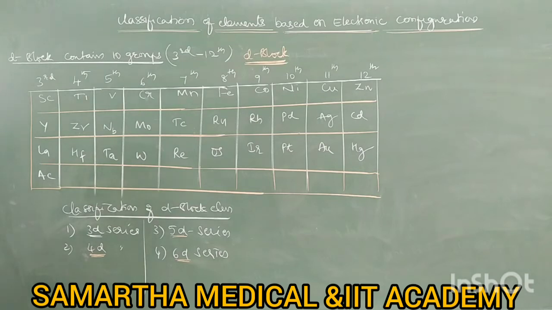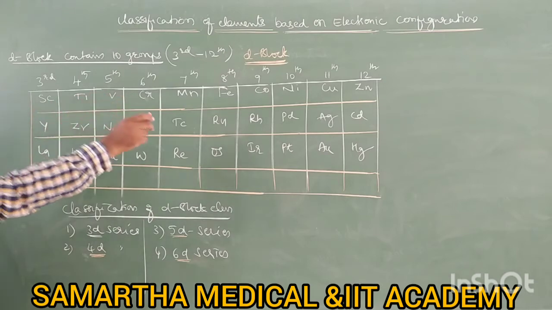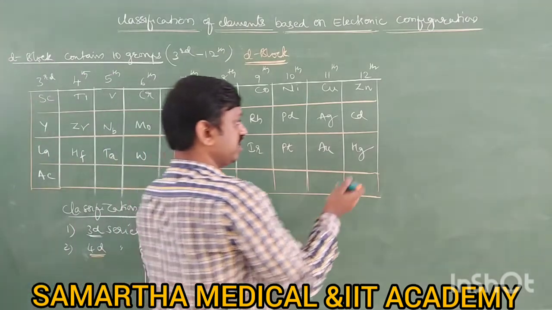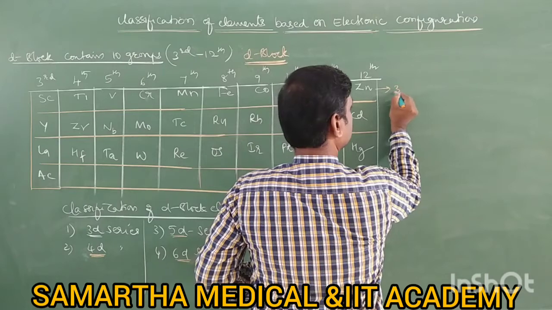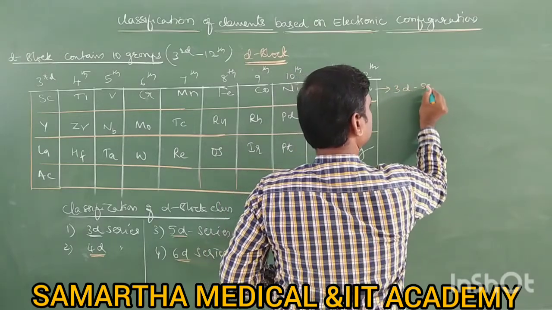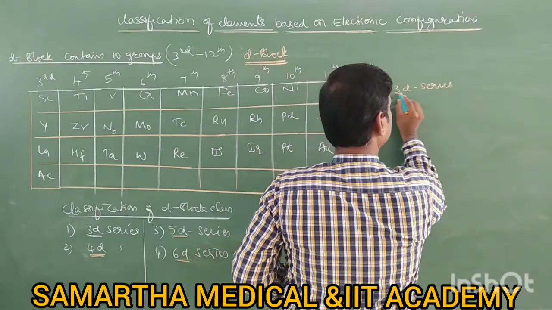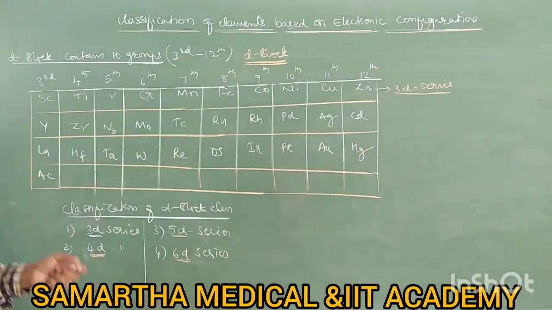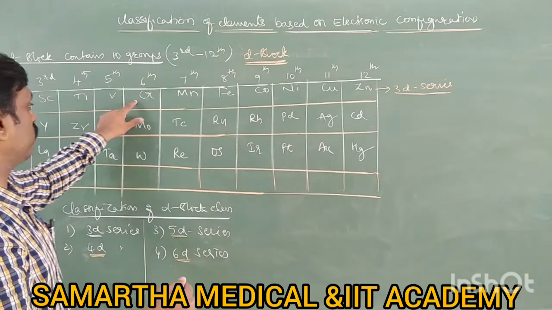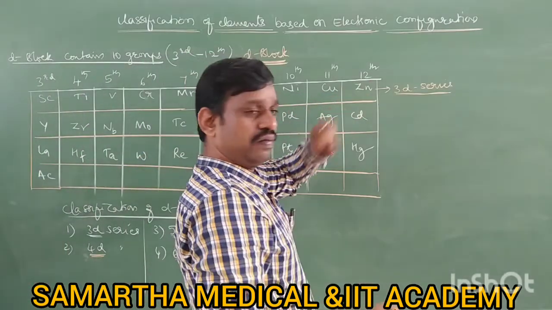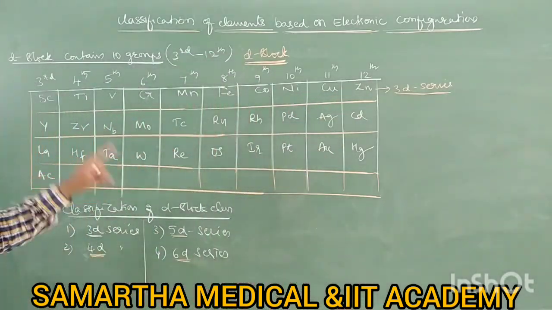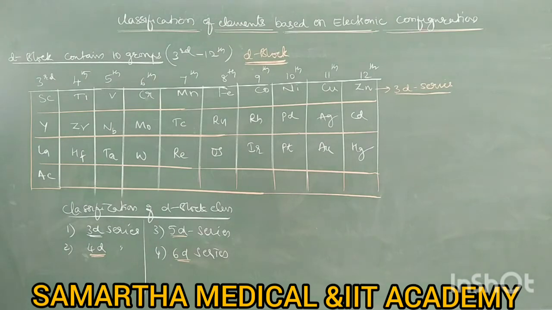Now here, important is this. Scandium is here, scandium to zinc. So this is the 3d series. Important. These are 3d series elements. It means the 3d series elements start with scandium and end with zinc. How many elements are there in total? 1, 2, 3, 4, 5, 6, 7, 8, 9, 10. There are a total of 10 elements, that is scandium to zinc.